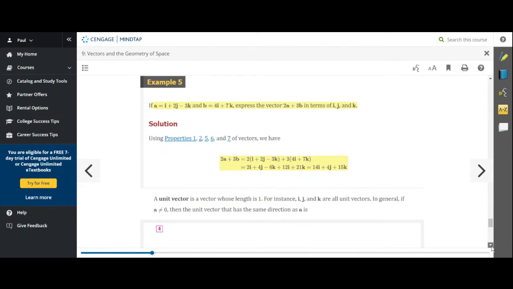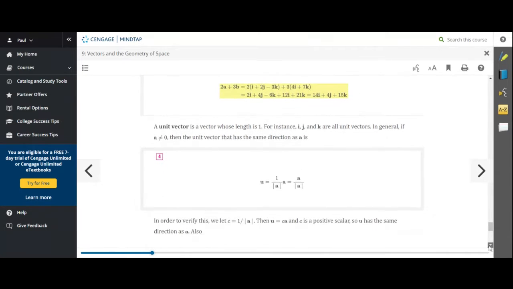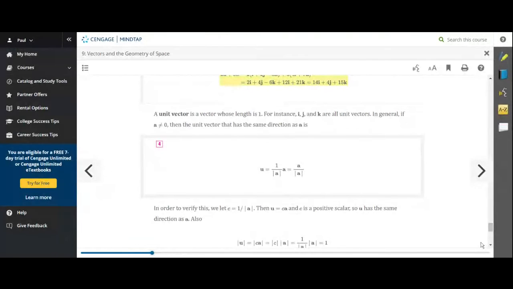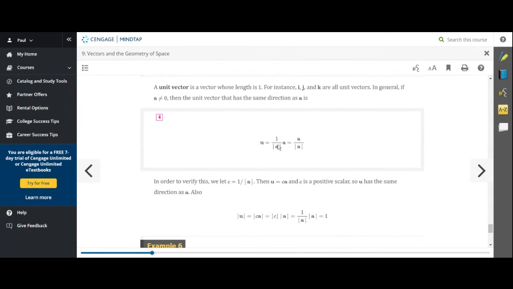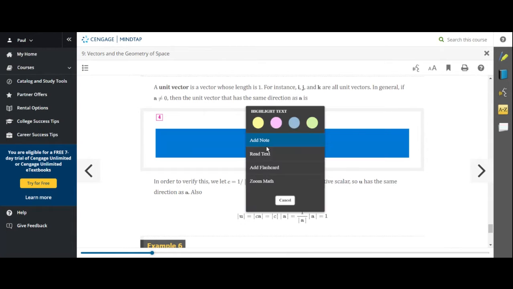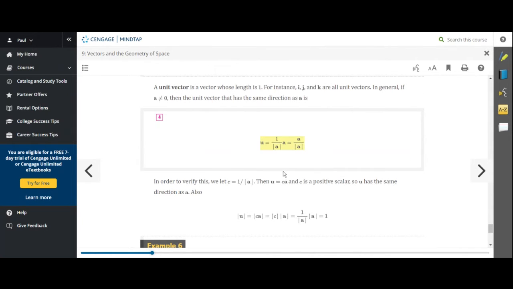All right. Well, let's look at one more thing here. A unit vector. Sometimes you want to take a vector and normalize it so it has length 1. And all you need to do is divide that vector by its length. Then the resulting vector, the vector u, will have length 1.